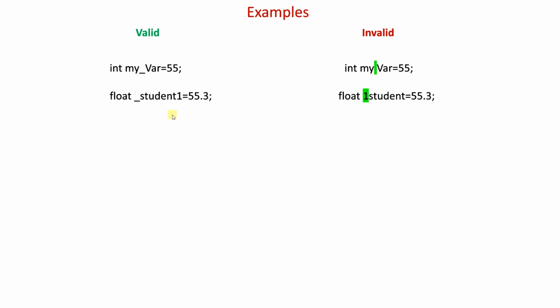Now see the second example. It is a float variable. Here the first letter is underscore, and we can use underscore as the first letter, so it is a correct identifier. Here the variable name starts with a number, so it is not a valid identifier. Now see the third example. Here this customer ID is a valid identifier. Here they used public, which is a keyword, hence it is not a valid identifier.